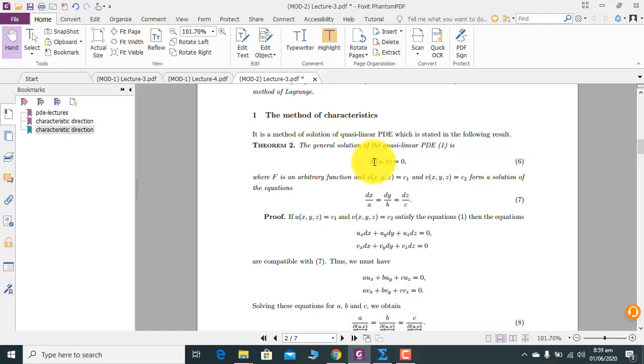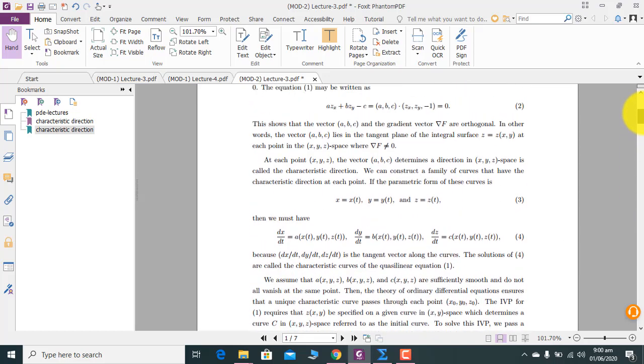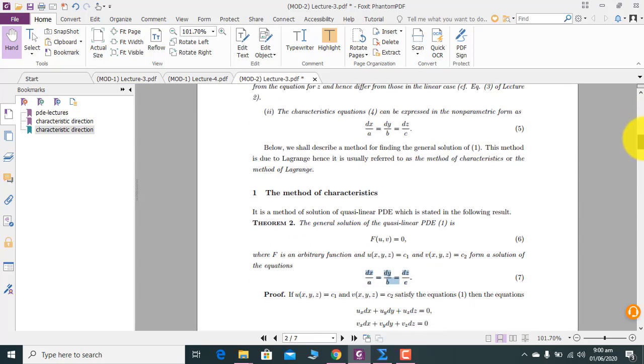Any relation f of u, v equal to 0. What are u and v? u and v are solutions in the form u equals constant c1, v equals constant c2, and u and v are actually solutions of this system: dx over a is dy over b is dz over c, which is the answer of this system. dx over dt is a, because you can equate dt and the answer will be dx over a equal to dy over b equal to dz over c.